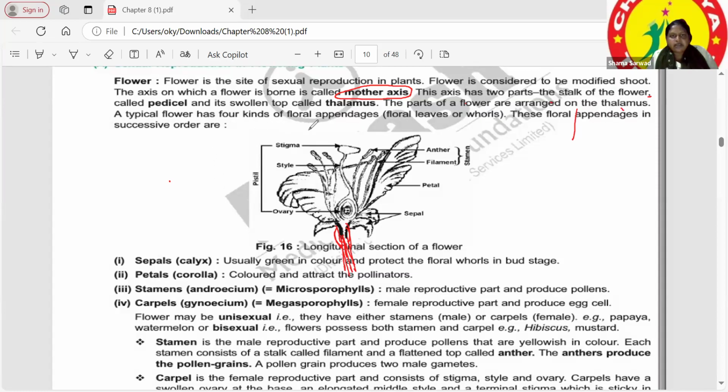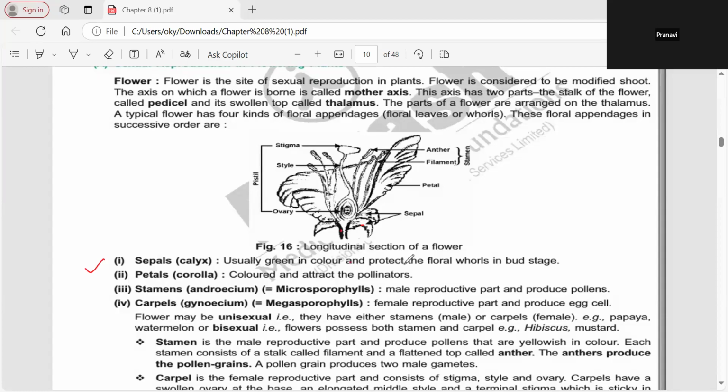A typical flower has four kinds of floral appendages, floral leaves and whorls. These floral appendages in successive order are given below. Order means one after the other. First one is the sepals. Sepals are the green-colored leaves exactly below the flower. Usually green in color, they protect the floral whorls in the bud stage. Whenever the flower is in a bud stage, they protect it like a small covering.